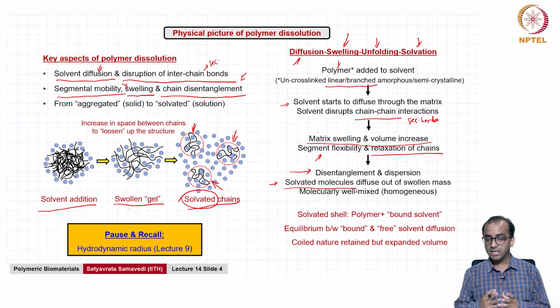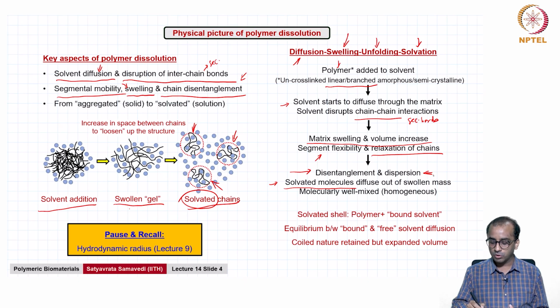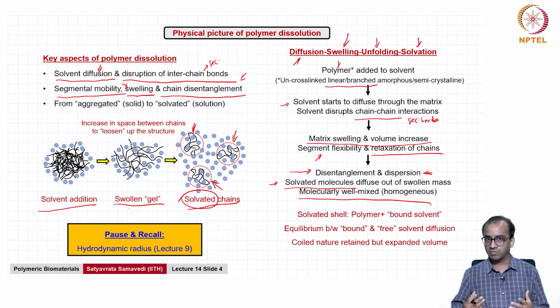You have the swollen mass where solvent has gotten inside, and eventually, with enough solvent penetration with time, because of disentanglement, dispersion occurs, which means the solvated macromolecules diffuse out of the swollen mass. And eventually, this happens for all chains, what you will end up getting is a molecularly well mixed homogeneous solution.